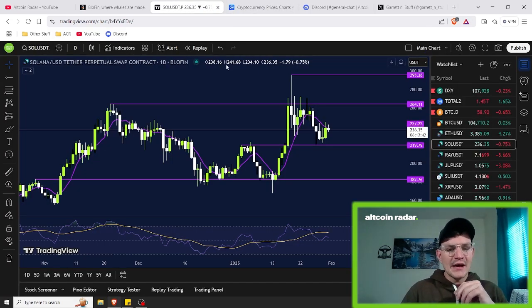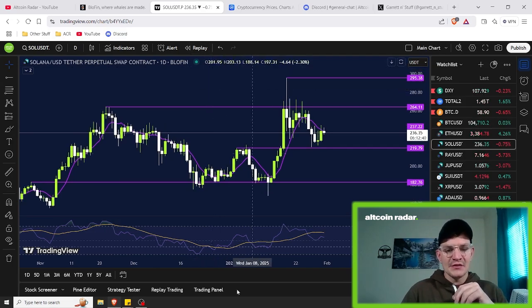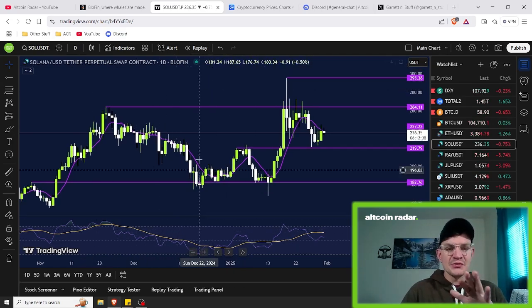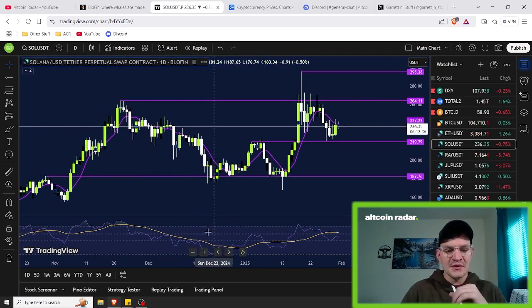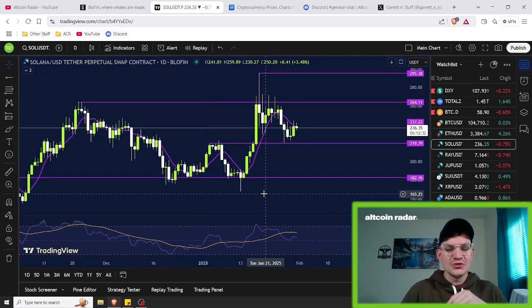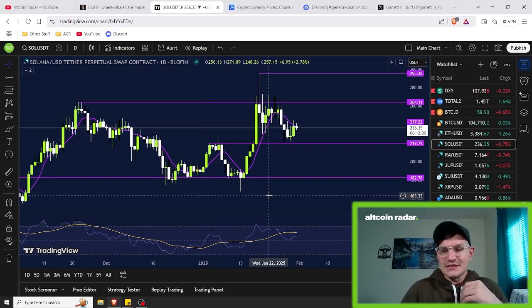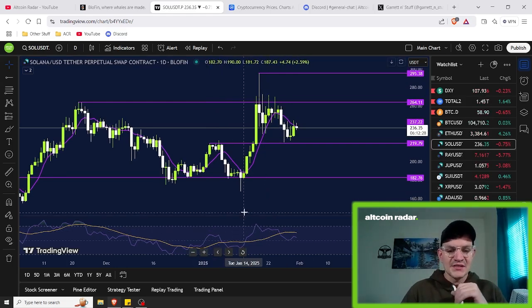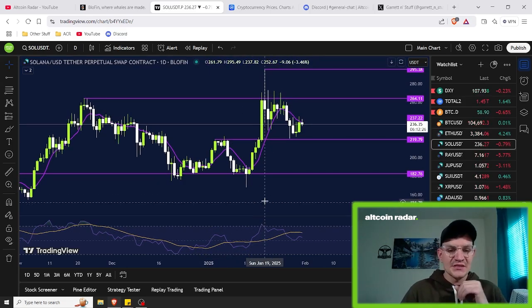So we're going to go ahead and go to the Solana chart here, and the reason why I have the RSI on is just to show you an example, okay? I do not use this thing whatsoever. I'm just going to show you an example real quick of why it's important not to use the RSI indicator to make your buy and sell decisions, okay?